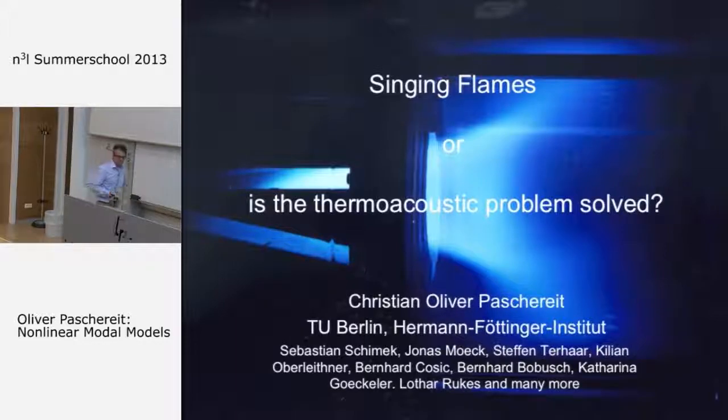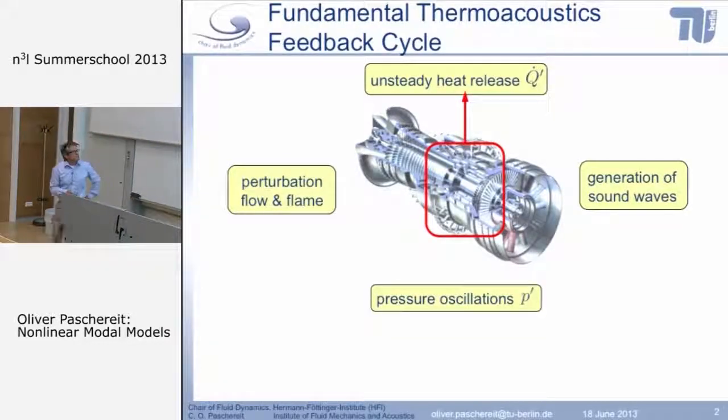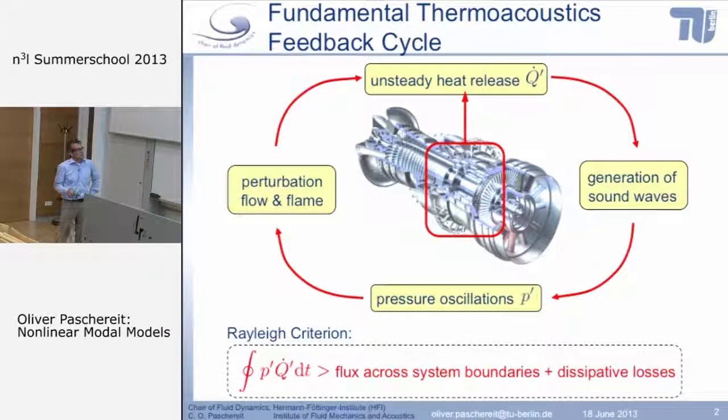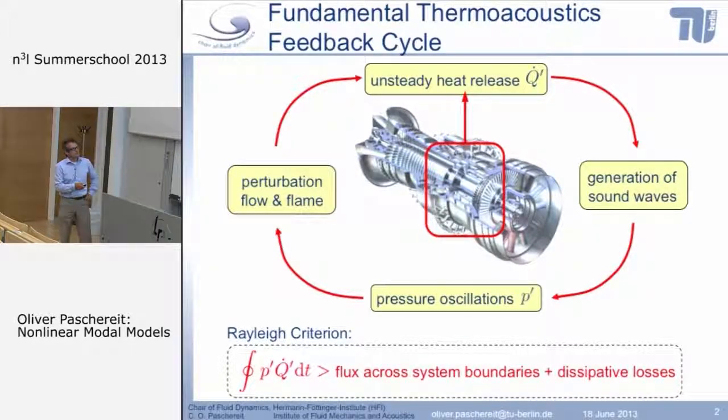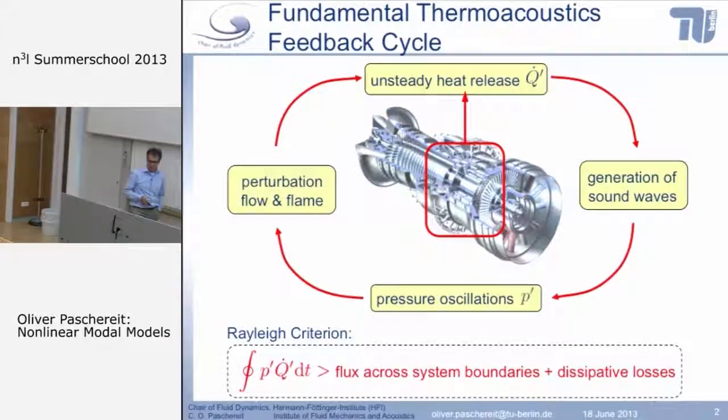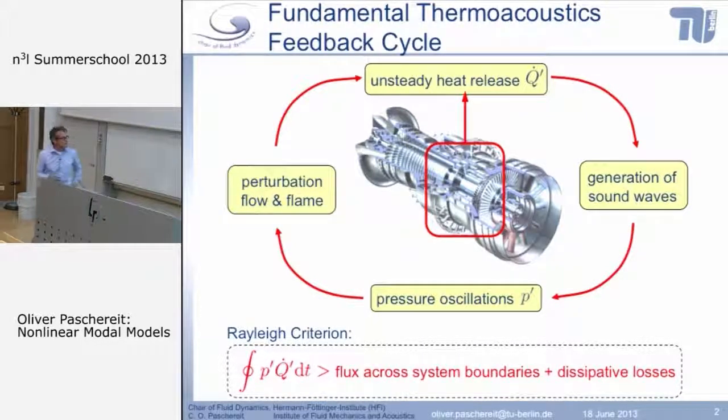So the thermoacoustic problem, I think you are all aware of it, but let me quickly present this to you, although I'm sure that you already know a lot about it. You have unsteady heat release in your combustor due to equivalence ratio fluctuations, flow turbulence, flow instabilities, and that leads to the generation of sound waves associated with pressure and velocity oscillations, and they may again perturb the flame. And if they are in phase with the pressure oscillations, like Rayleigh described already, and if this integral of p' times q' dt dA is larger than the flux across the system boundaries and larger than the dissipative losses, then you get a kind of feedback instability, a growing instability.